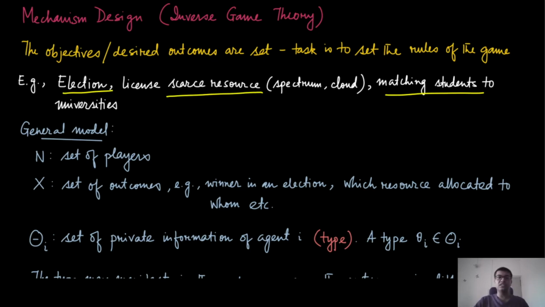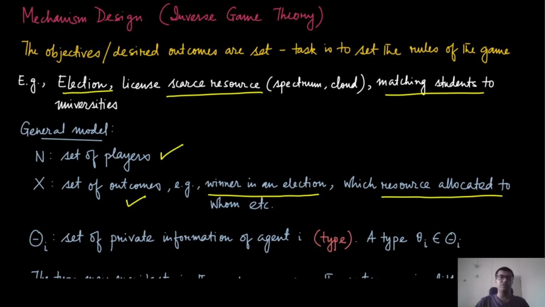So let us first discuss the general model of mechanism design. As before, we have a set of players, which we will denote by N, and by X we will denote the set of outcomes. For instance, in the voting example or the elections, the winner of an election is one of the outcomes. Or in the resource allocation example, which resource should be allocated to whom? That is one decision that the mechanism designer has to make. So all those possible outcomes are put inside this set, capital X.